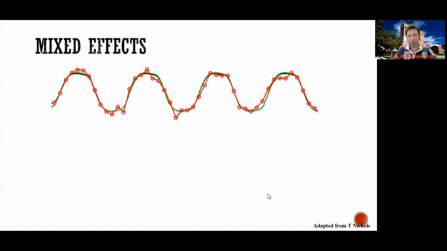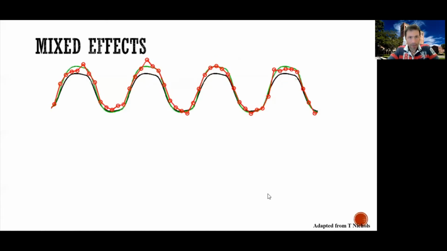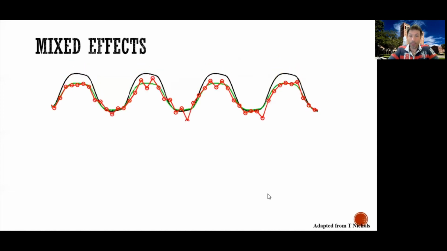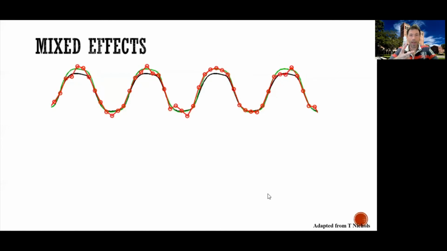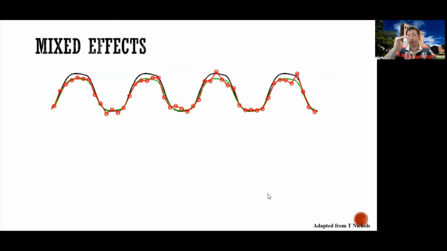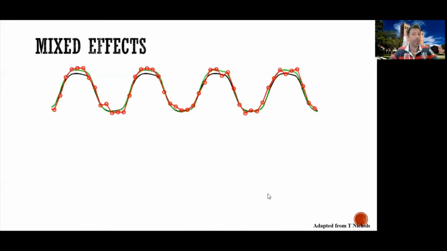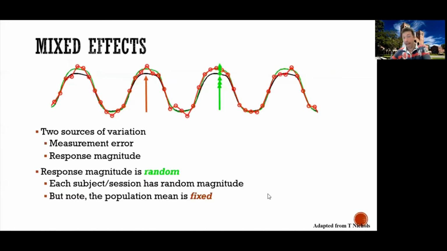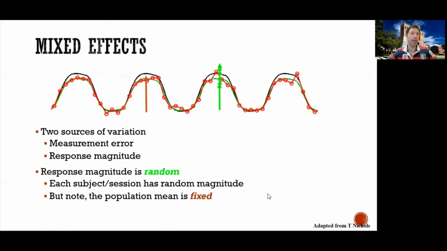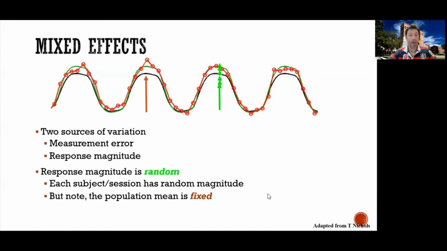And finally, if you put the two together, you're getting a mixed effects analysis. There's a true mean in black, then there's the participant mean in green, and measurement error in red. So now there are two sources of variation: the fact that the participants vary around the population mean, and there's measurement error for each participant. Again, much like in the random effects, each subject's mean is a random variable.